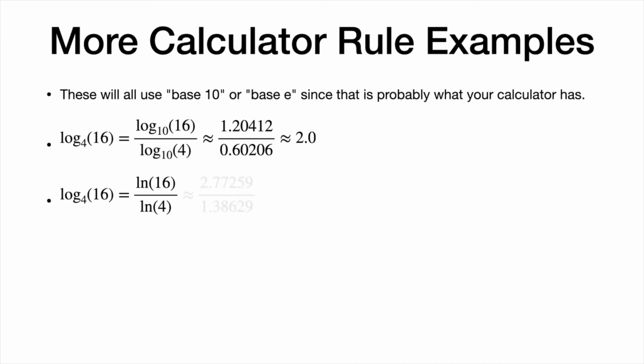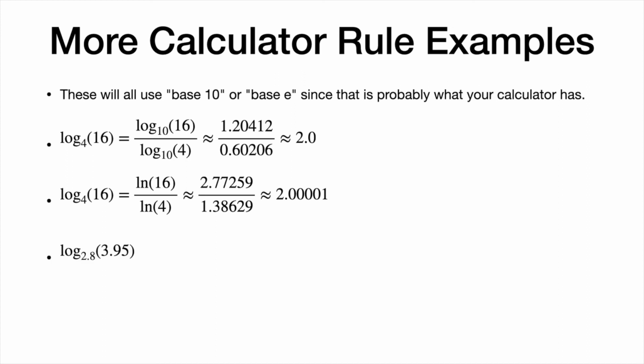So here, this gives us 2.77259 divided by 1.38629. And if we do that division, then you get 2.00001. So it gets very close, but it's not exactly the same answer. As I said, you might be off by just a tiny decimal point when you do calculator-based exponents and logarithms, and that's fine.